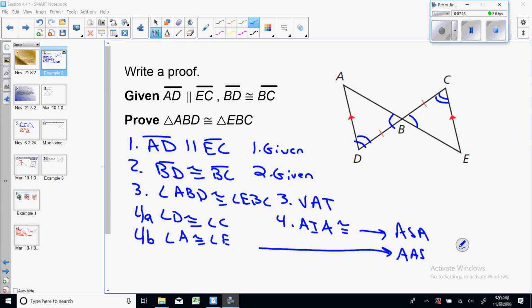As a result, depending upon which angle you chose to be congruent, your fifth step will be that triangle ABD is congruent to triangle EBC. And the reason for that is whichever one your reason was for step 4, so it was either ASA or AAS. So just know that the proofs can be done multiple ways, especially when you've got parallel lines down one side.